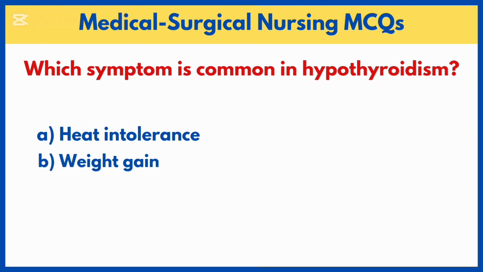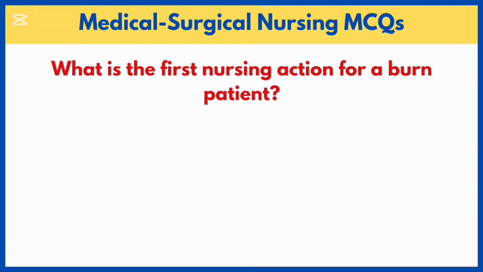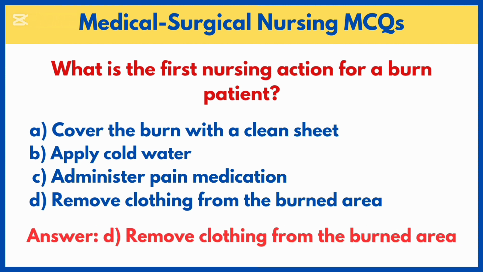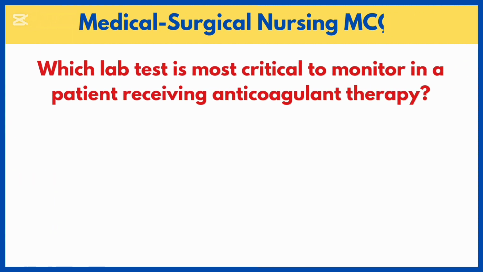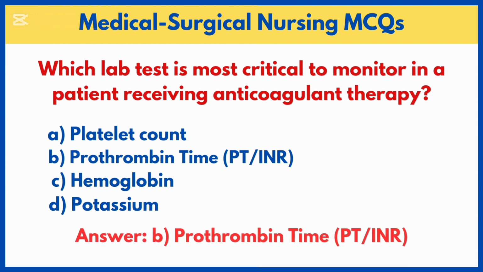Which symptom is common in hypothyroidism? Correct answer is option B, weight gain. What is the first nursing action for a burn patient? Correct answer is option D. Remove clothing from the burn area. Which lab test is most critical to monitor in a patient receiving anticoagulant therapy? Correct answer is option B. Prothrombin time.